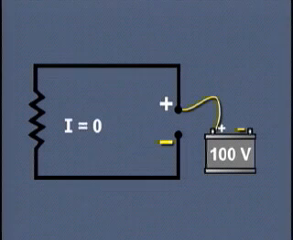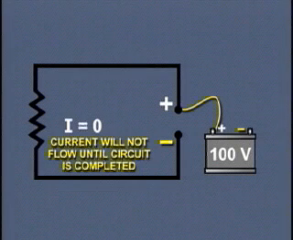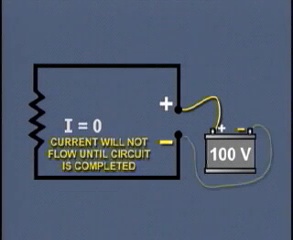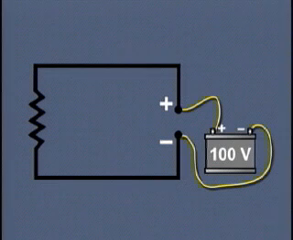This brings us to a very important observation. That is, current will not flow and no work will be performed until the circuit is completed. A complete path must be provided to and from the voltage source and to and from the circuit elements.